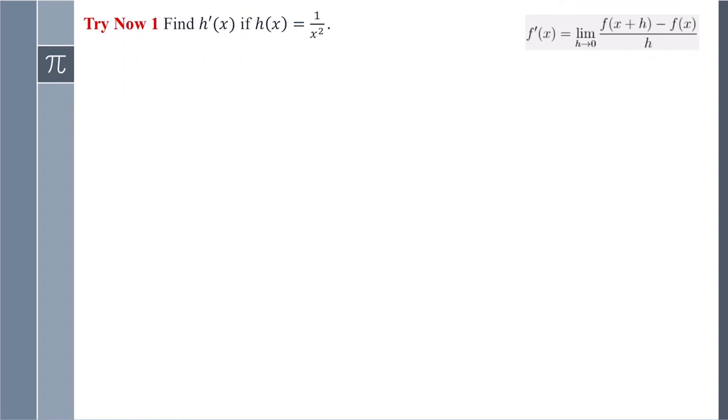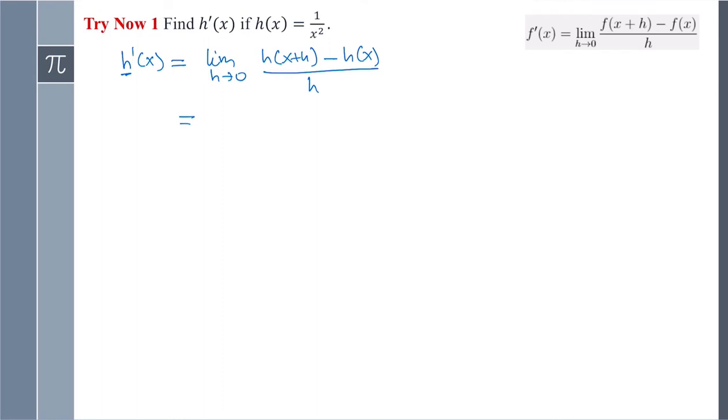Let's do another example. We are going to find the derivative of 1 over x squared, and again we are going to use the same definition. So find the derivative of h of x equals 1 over x squared, or h prime of x equals the limit. The h for the function and the h we use in the limit are not the same. The function h is just the notation for the function. So the limit as h approaches 0 of h of x plus h minus h of x, divided by h.